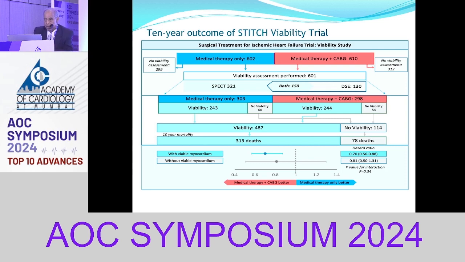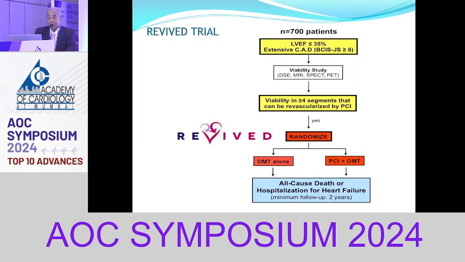And the result of the trial was that at the end of 10 years, there was benefit of CABG as compared to medical treatment. However, the important information which came, and which may have bearing on change of concept, was that whether the myocardium was viable or not viable, there was no difference in the mortality. Both the groups, the medical treatment group and the CABG group, had high mortality, but this was one information that viability had no bearing.